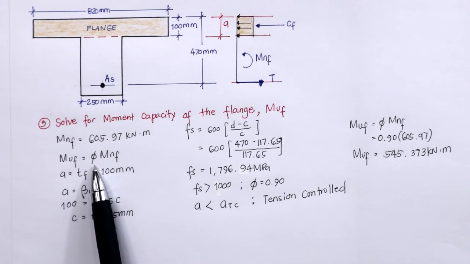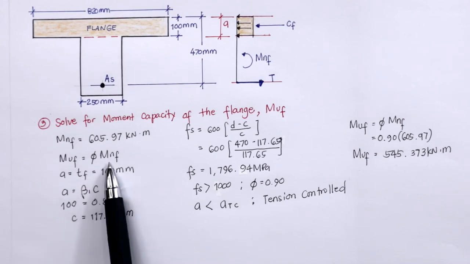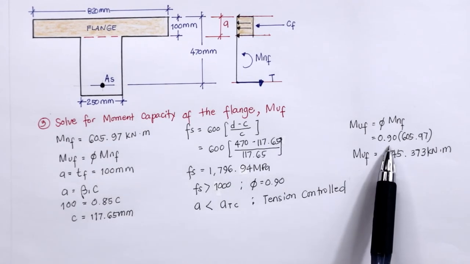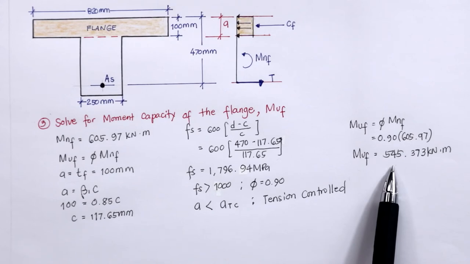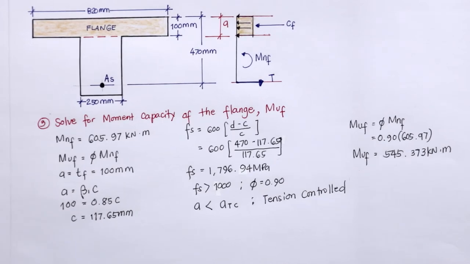Using this formula, meron na tayong value ng reduction factor at Mnf. Reduction factor 0.90, Mnf 605.97. Therefore, the ultimate moment capacity of the flange is 545.373 kilonewton meter. Bakit natin kinukuha yung ultimate moment capacity ng flange?